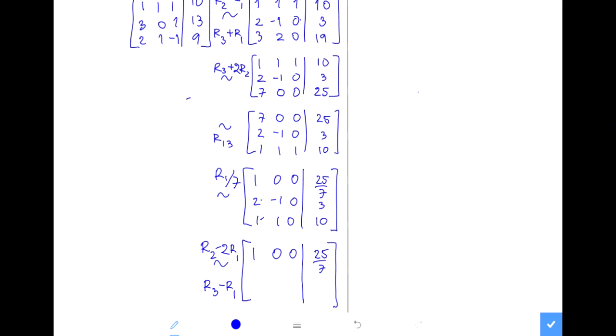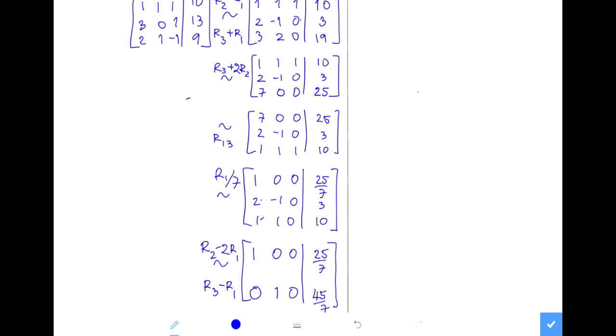So let's make ourselves happy. Okay, let's do something easy. So do R3 first. 1 minus 1 is 0. 1 minus 0 is 1. 0 minus 0 is 0. Damn, this is 10 minus that 25. Okay, 10 is 70 over 7. So 10 is 70 over 7. 70 minus 25 is 45, right? Okay, I'm gonna have 45 over 7.